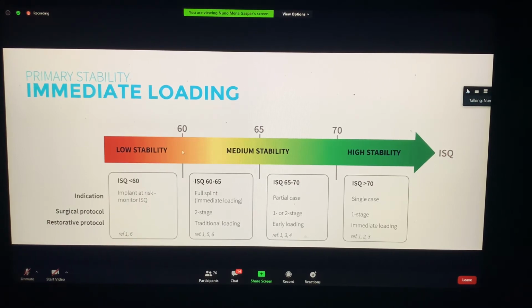So with this reading, you can know that in 60 to 65 ISQ reading with a full splint, it's enough to do immediate loading.